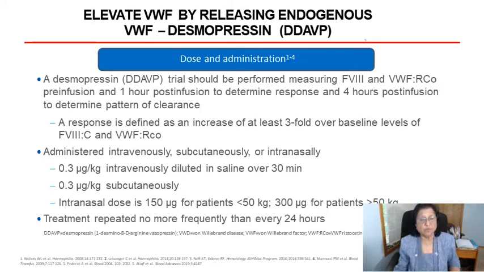So let's look at some of these products. So desmopressin releases endogenous von Willebrand factor. And then a trial should be performed. So it's called a DDAVP trial. Most institutions do that. But you have to do a pre- and a 1-hour and 4-hour post-infusion to determine the pattern of clearance. Because if you're going to use it, then you need to know that the effect lasts for some time till there is hemostasis that makes the patient safe.